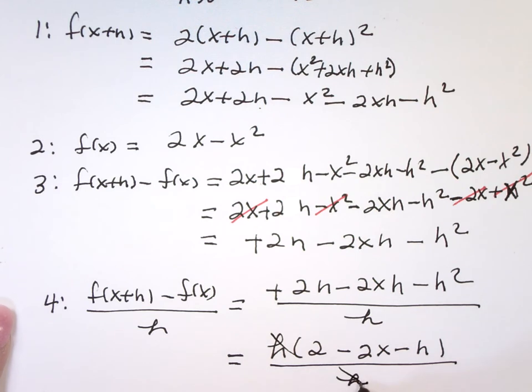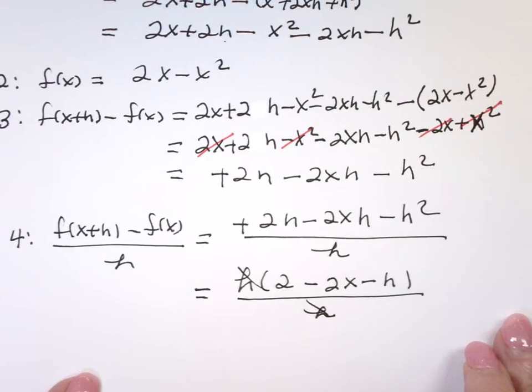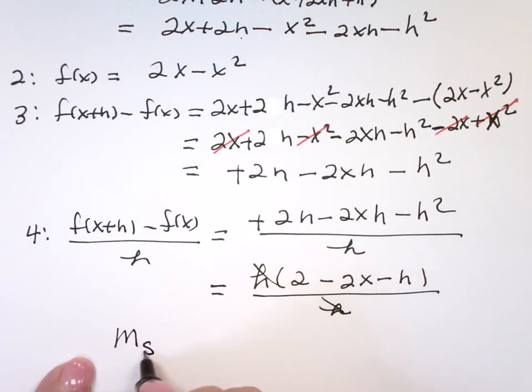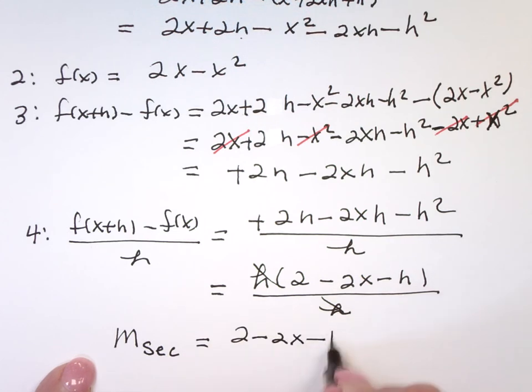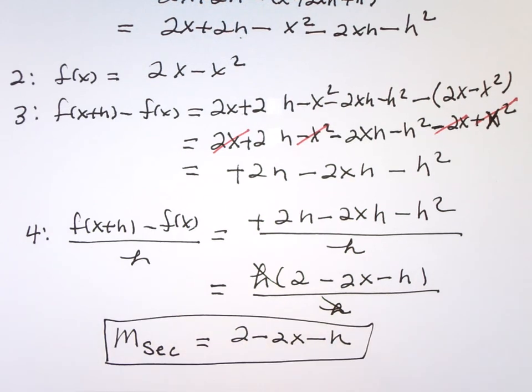The h's go. So all of that work, now you know why I hated my instructor. The slope of the secant is 2 minus 2x minus h. But that's not what we're after. What are we after? We're not after the slope of the secant. We're after the slope of who? The tangent. This is just the algebra part.